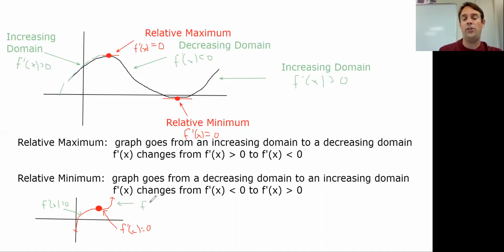And this would be like a cubic function. It didn't change. It stayed going in a positive direction. All right, the derivative stayed positive. So just because a derivative is 0, it doesn't mean there's a relative maximum or a relative minimum there.